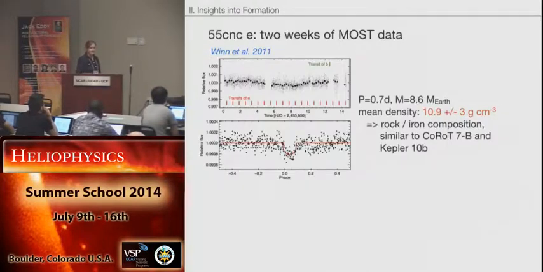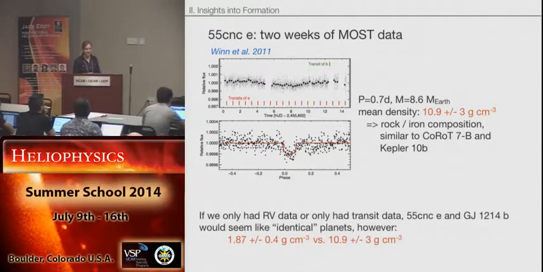Let's contrast this with 55 Cancri, where the period is 0.7 days and the mass is 8.6 times the mass of the Earth. The mean density here, though, is 10.9 grams per cubic centimeter. So these are dramatically different planets compositionally. And if we just had transit observations or just had Doppler observations, we would never actually know.